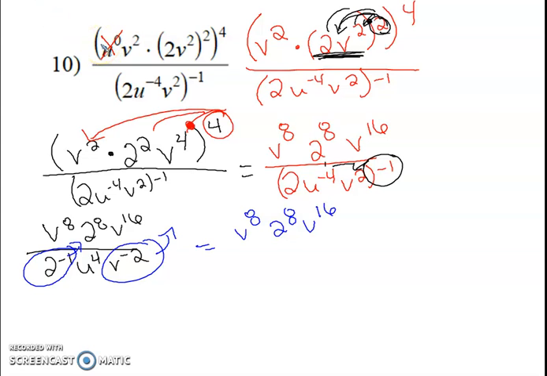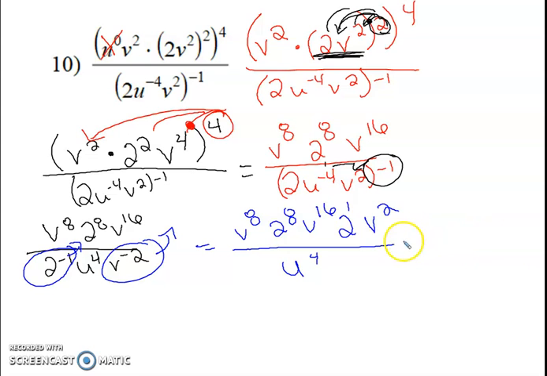Alright, to pick up where we left off on number 10, I was just moving this 2 to the negative 1 to the top, so it becomes 2 to the 1. The v to the negative 2 to the top, so it becomes v to the positive 2. And then I get u to the 4th.